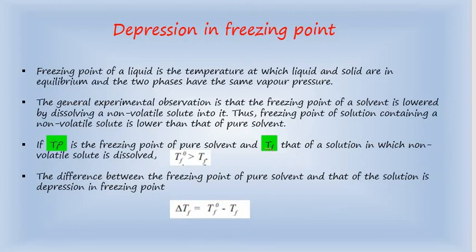depression in freezing point. What is freezing point? Freezing point of a liquid is the temperature at which liquid and solid are in equilibrium and the two phases have same vapor pressure. And it is general experimental observation that freezing point of solvent is always lowered if we are dissolving any non-volatile solute into it.